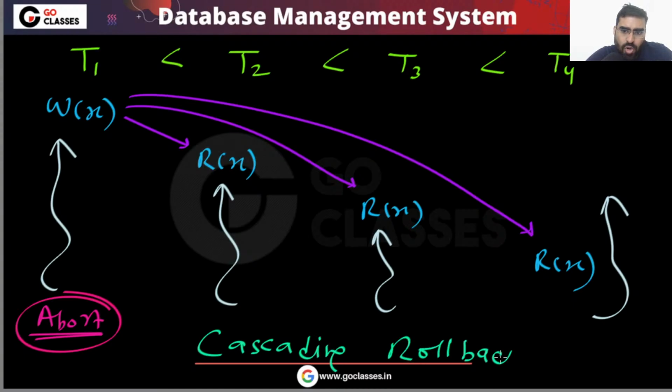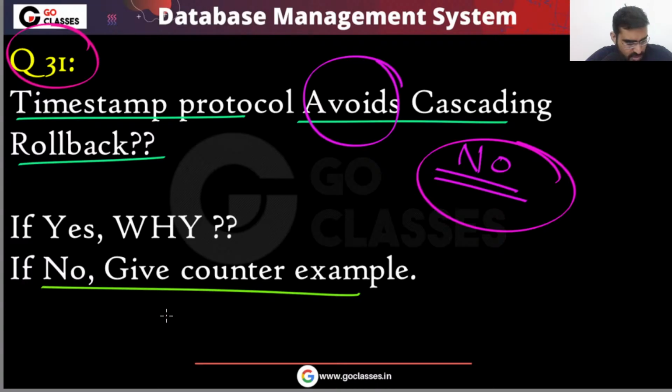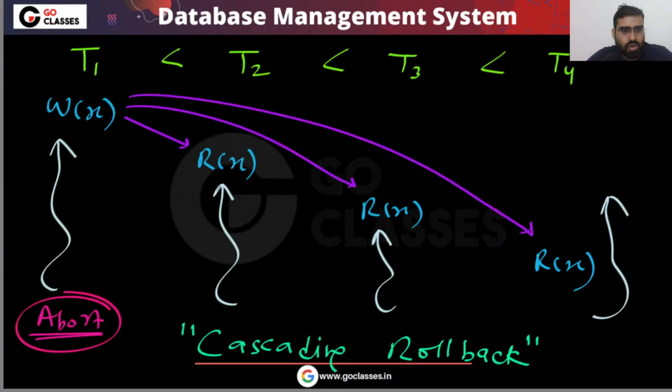So cascading rollbacks are happening. Does it avoid cascading rollback? The answer is no. Question number 31, the answer is no. If T1 fails for any reason, if T1 fails or aborts, then cascading rollback will happen.